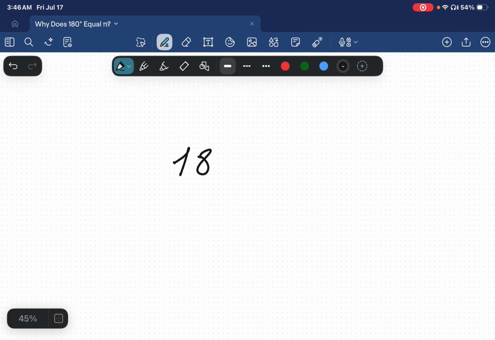Most students just memorize that 180 degrees equals pi. But where does pi come from? And why does it appear in angle measure at all? Let's find out.